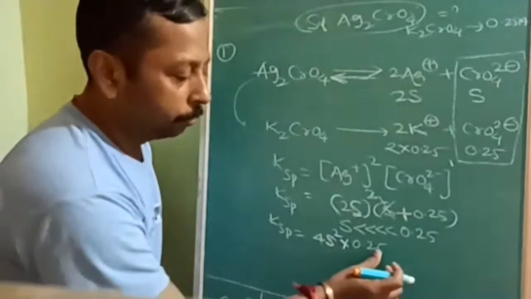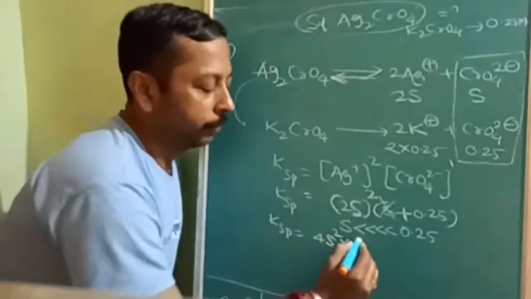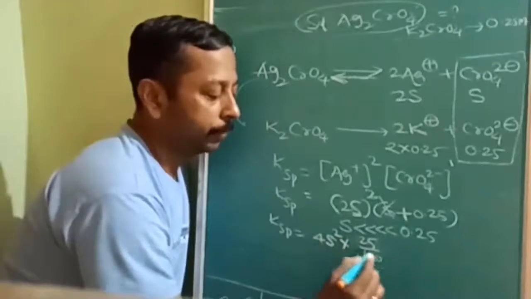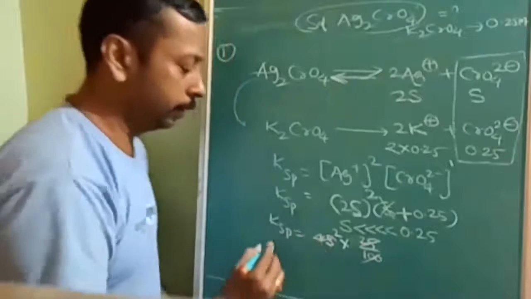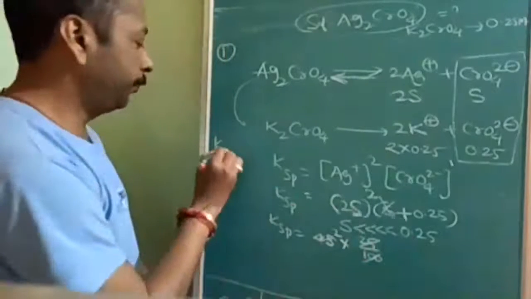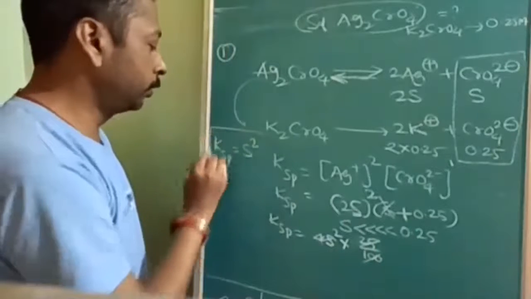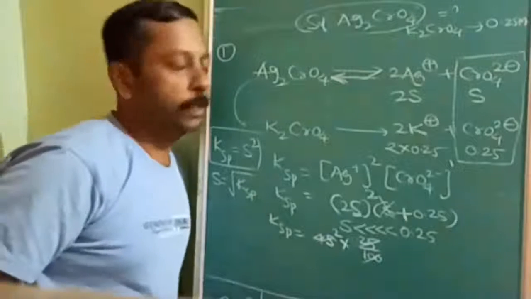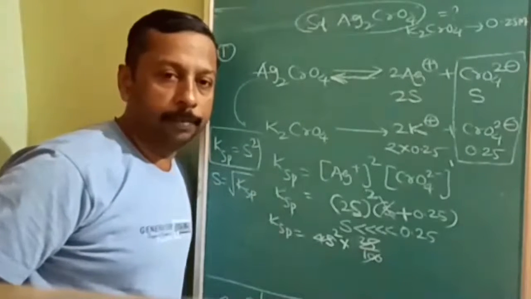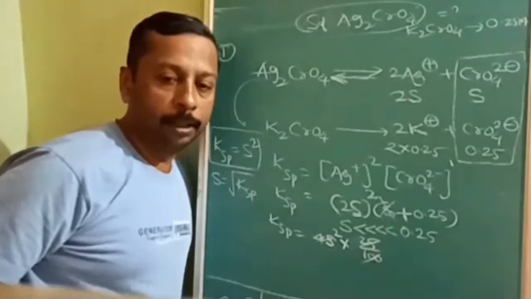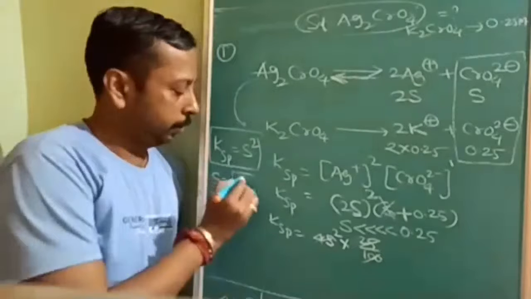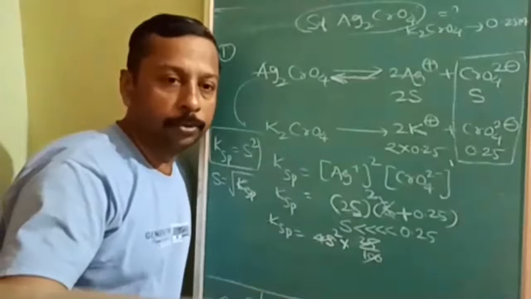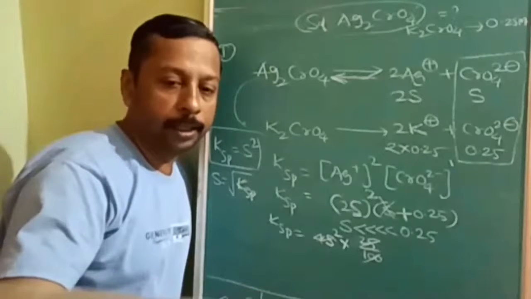Now this 0.25 can be written as 25 by 100. So this will be 1 and this will get cancelled. So KSP is equal to S square. That means solubility is equal to square root of KSP. So the first answer will be square root of KSP. Nearby appropriate answer. First answer: S, solubility, is equal to square root of KSP. Now procedure understood. Now at least you can try the second part.